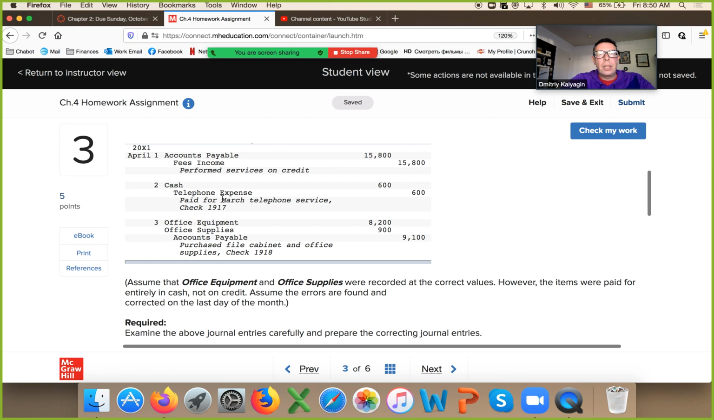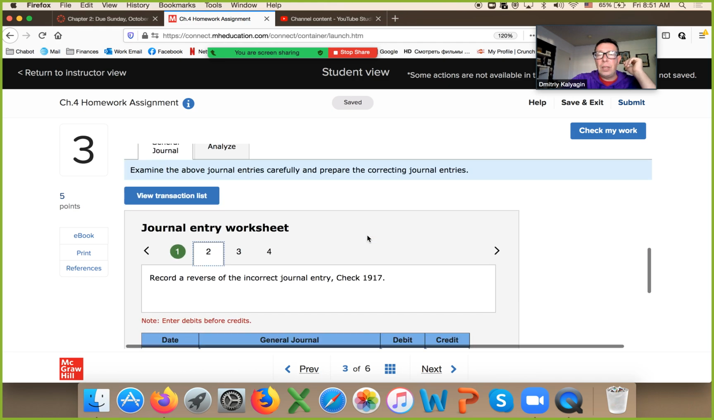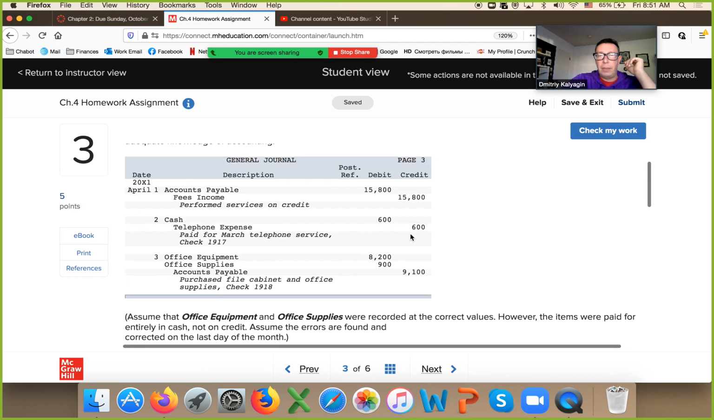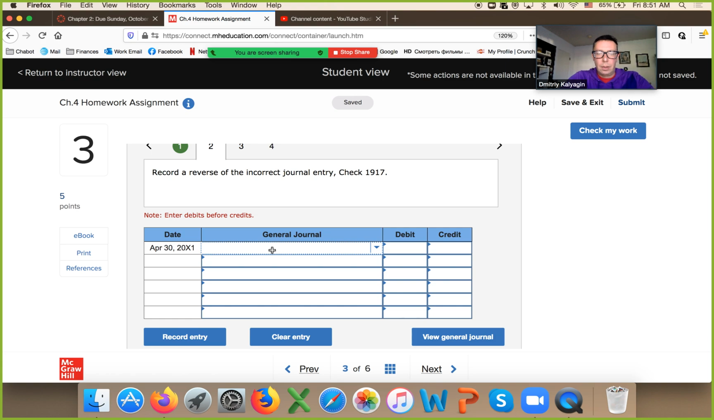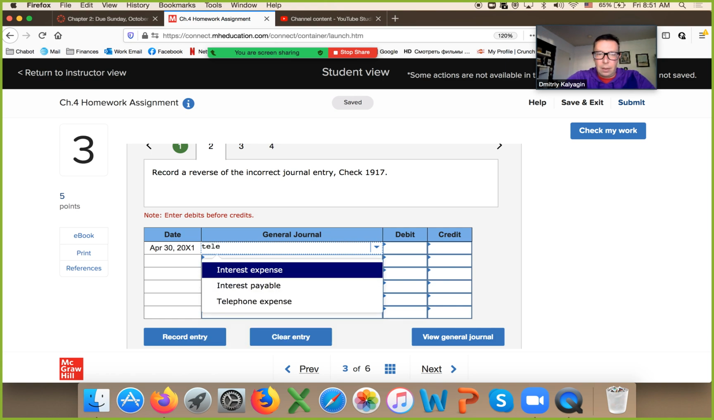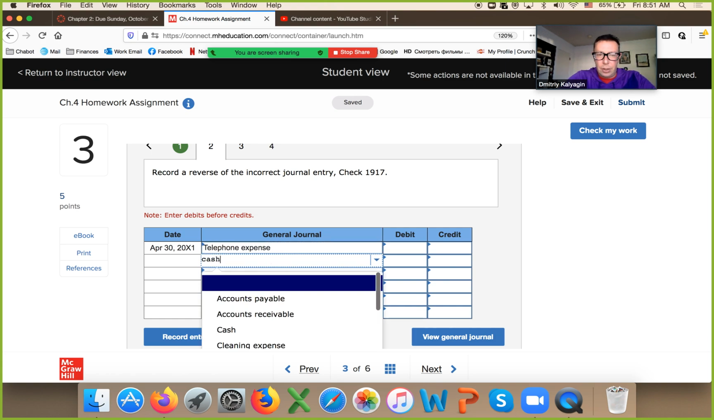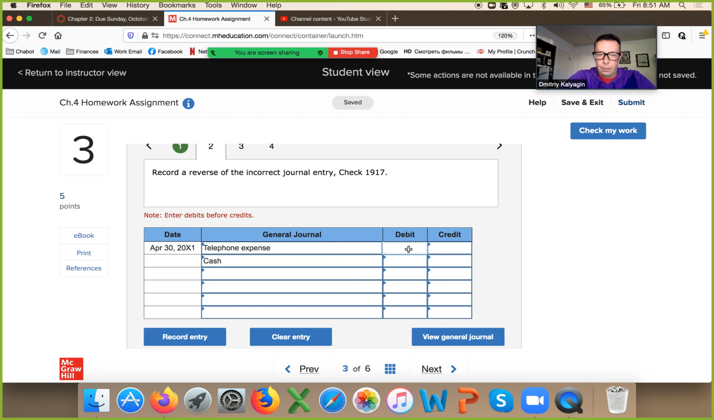The second transaction, you can see here we paid for telephone service, but we flipped the transaction. So we were supposed to debit the expense and credit cash. So first of all, we need to zero it out. So just flip it back, debit expense, credit cash. So this zeroes out the transaction. It's a reverse of the incorrect journal entry recorded.